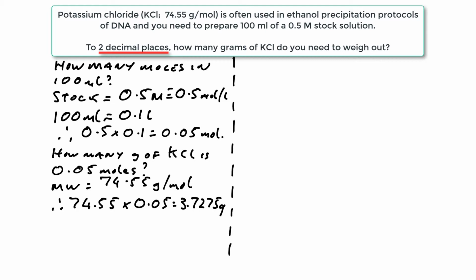Now you should note that we need to round this because the question asks for the value to 2 decimal places, and if we round 3.7275 to 2 decimal places we get 3.73 grams.